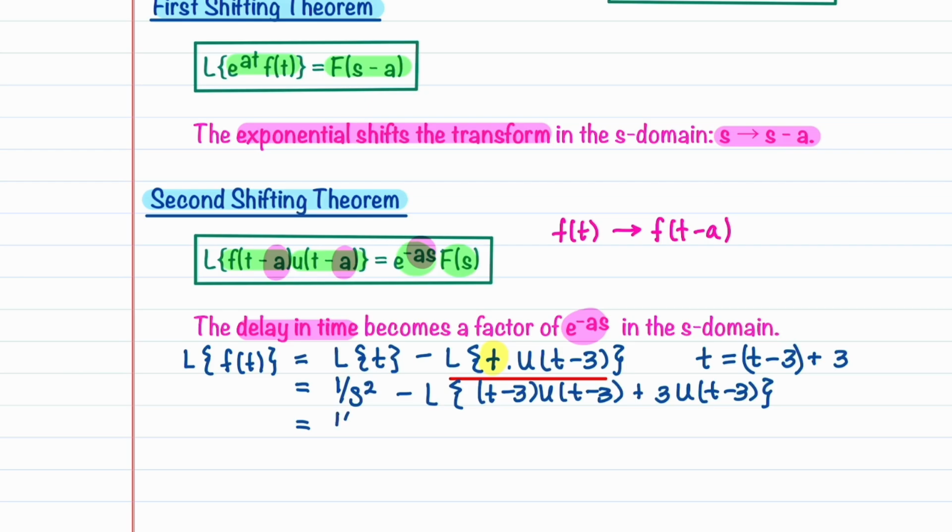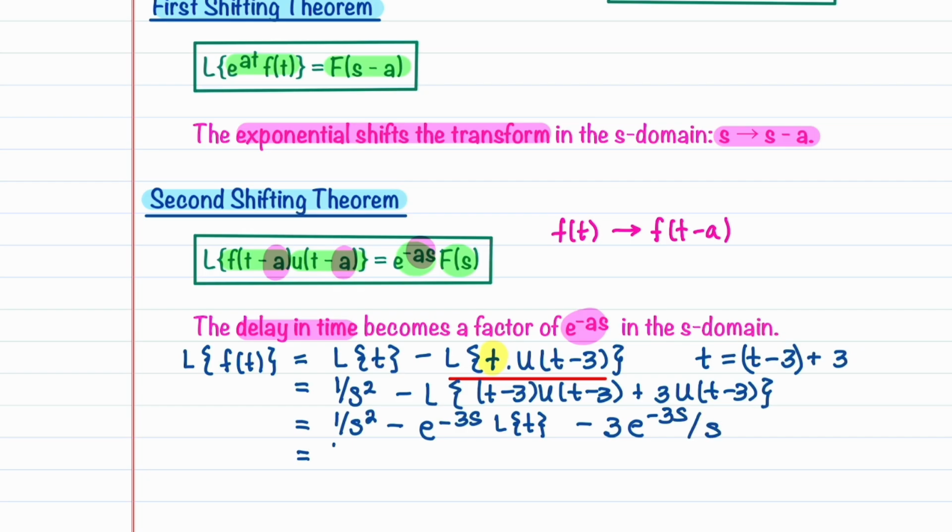Now this is equal to 1 over s squared minus the Laplace transform of t minus 3 times u of t minus 3. So this is just e to the minus as, which is 3s, times F of s, which is the Laplace transform of t. And then, making sure to carry our negative through, we have minus 3 times the Laplace transform of our unit step function, and that is e to the minus 3s divided by s.